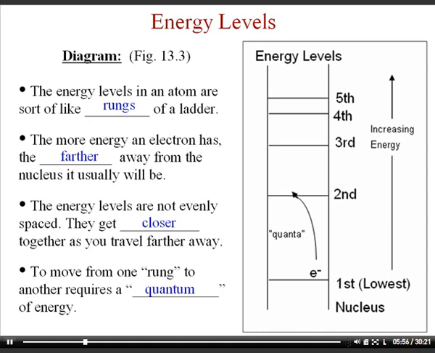If you want to move from one rung of the ladder to another, you need to be hit with a certain quantity of energy called a quantum. A quantum is a specific amount of energy to jump from one level to another. It's not like an electron can store up energy, and then when it gets enough, it can move. It has to be hit with exactly the right amount before it can jump up.